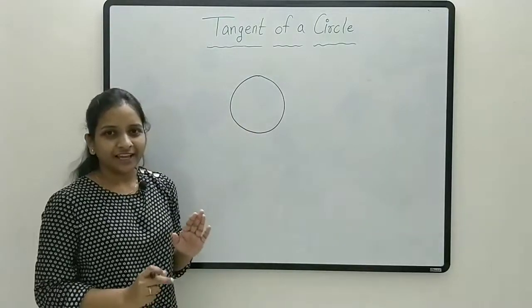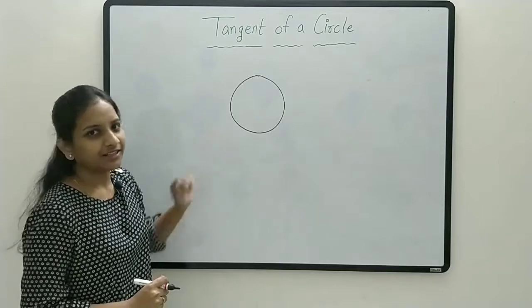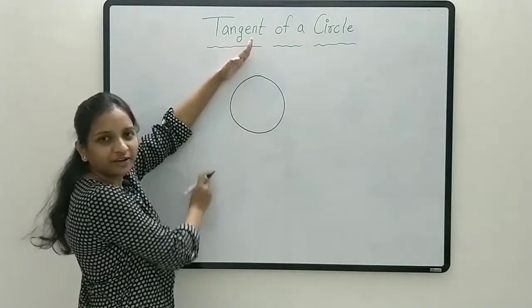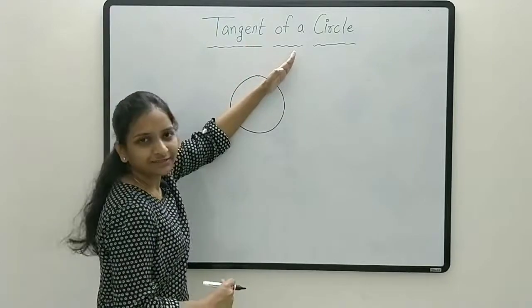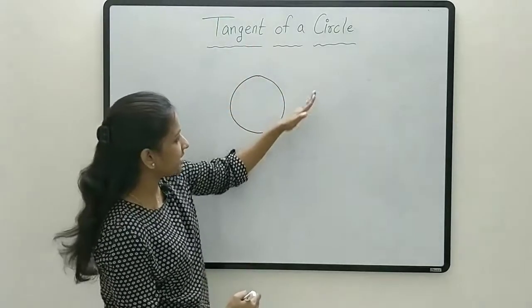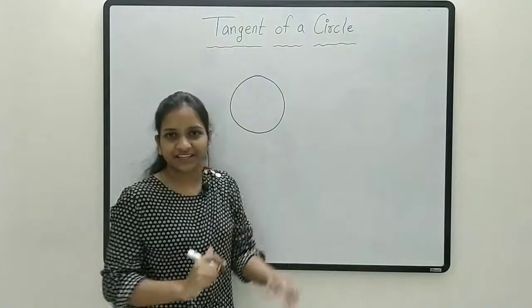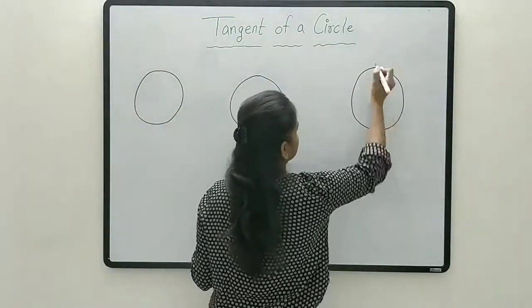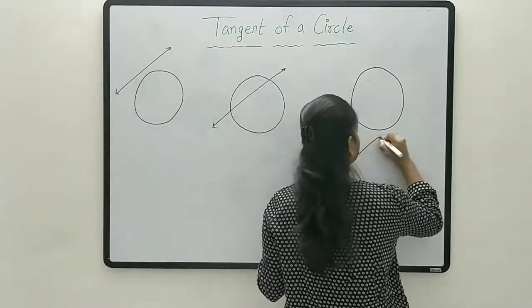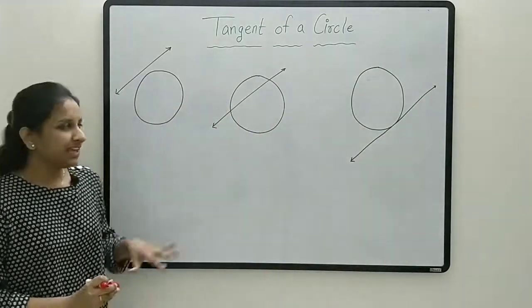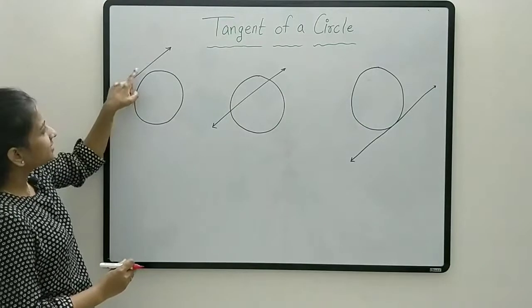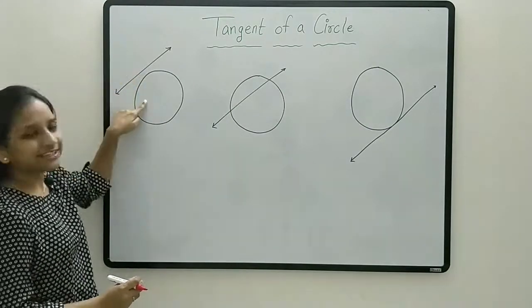Now, if I say draw a line here, then there are three possibilities. A line can be like this, completely outside of the circle. Line can be like this, which intersects the circle, or line can be like this, which just touches the circle. Okay, so three scenarios are: here this line is completely outside of the circle. There is no common point between the line and the circle.